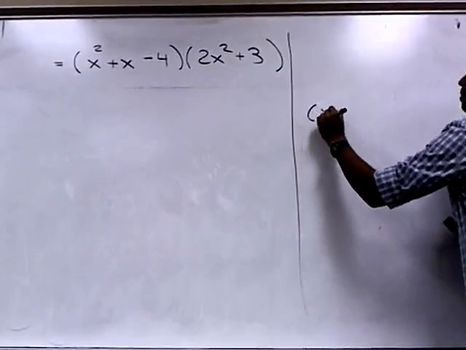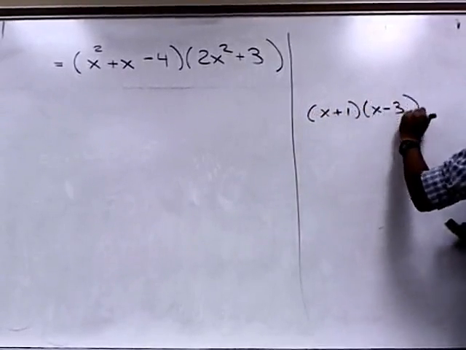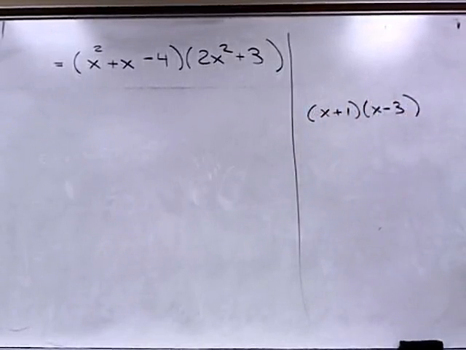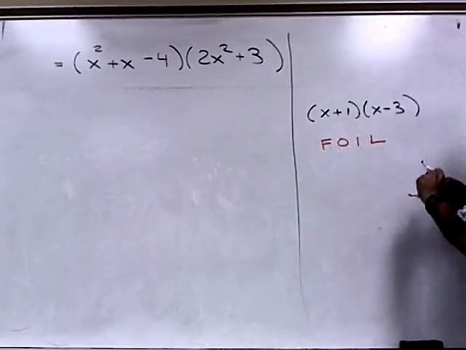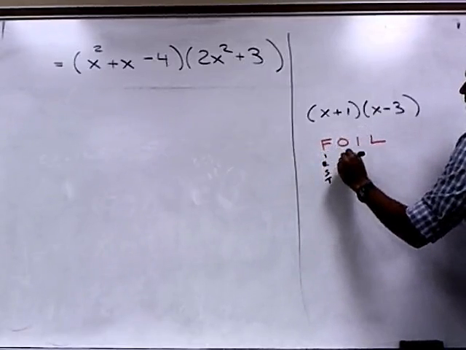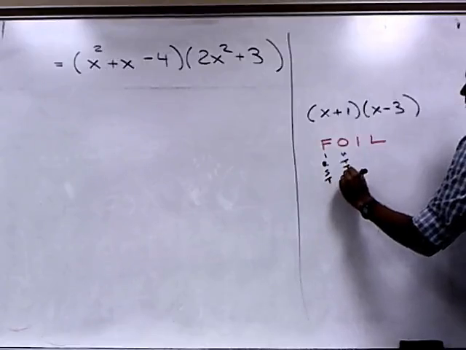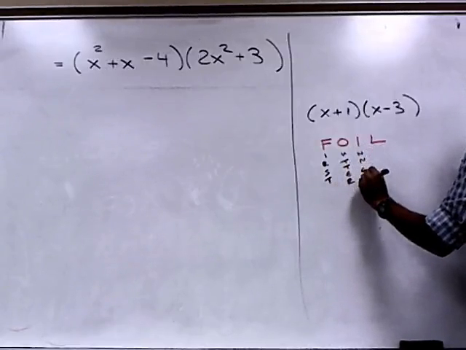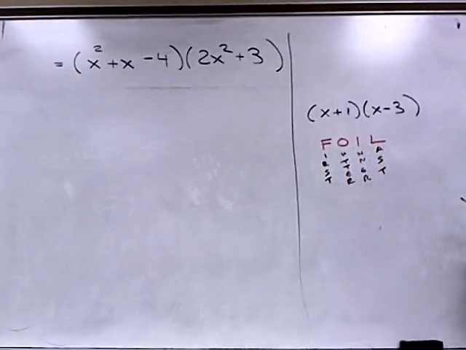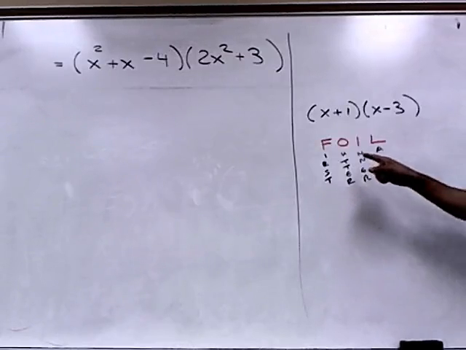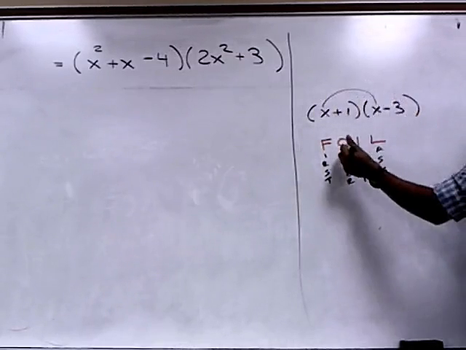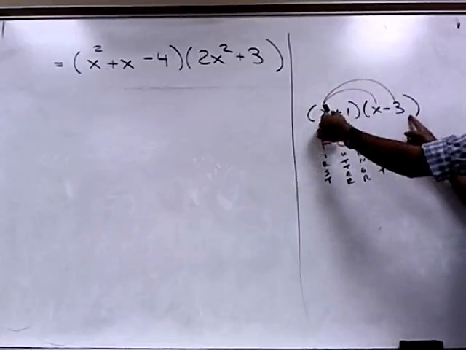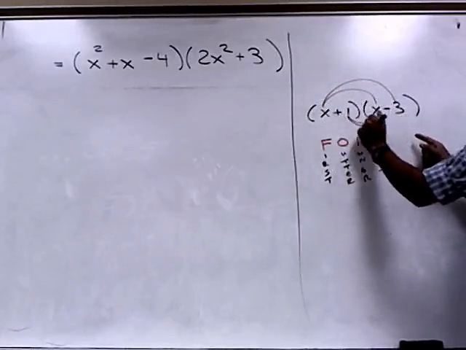If someone gave you x plus 1 times x minus 3, at some point maybe some teacher taught you to use FOIL, which meant first, outer, inner, and last, right? Did y'all like that? That's cute, right? FOIL, that's cute. So you get the first two terms, you multiply those first. And then you do the outer two terms, which are these two. Then you do the inner two terms, which are these two. And then you do this right here, right?